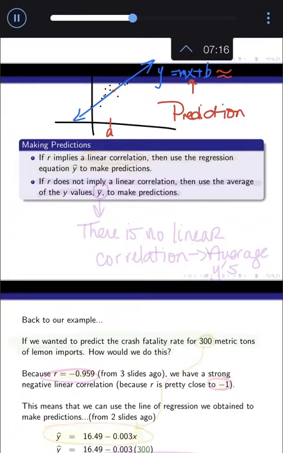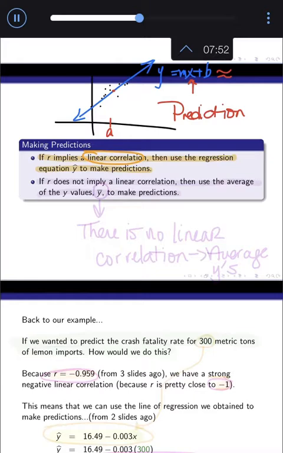However, the only way we'd actually want to use the line to make a prediction is if we have a good, strong linear correlation. If not, there's no point in using the line. So, if we have an R value that tells us we should have a strong linear correlation, using an R and an alpha, if they tell us that there is a linear correlation, then we can use the line to make predictions.